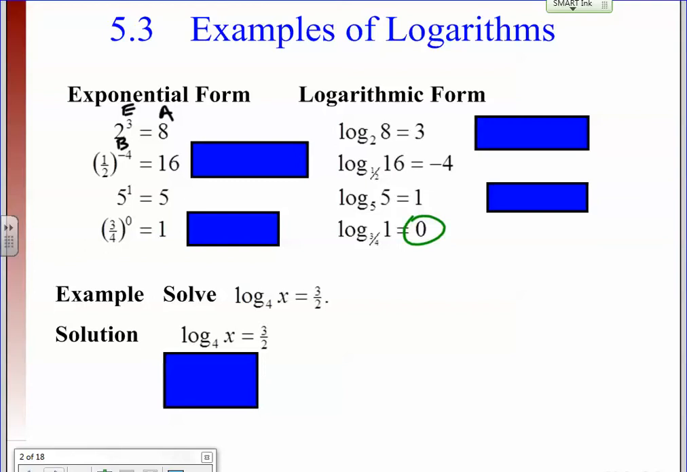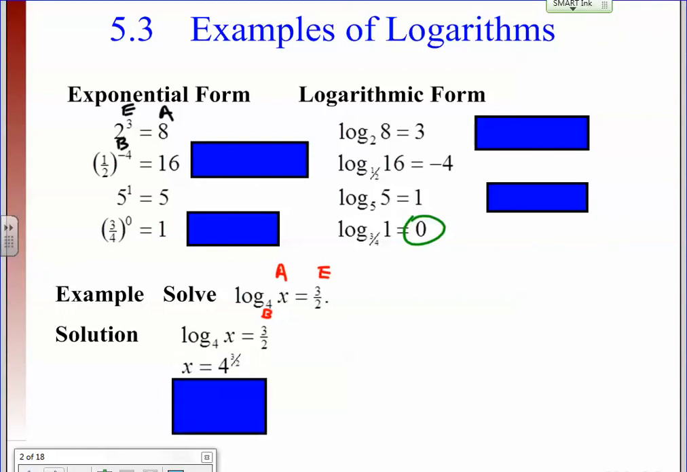In this case, we're looking for the argument. That's what we're trying to find out. We know the base, and we know the exponent. So we'd rewrite this in exponential form. The argument x equals 4, that's the base, and the answer to the logarithm equals the exponent, so the exponent is going to be 3/2.